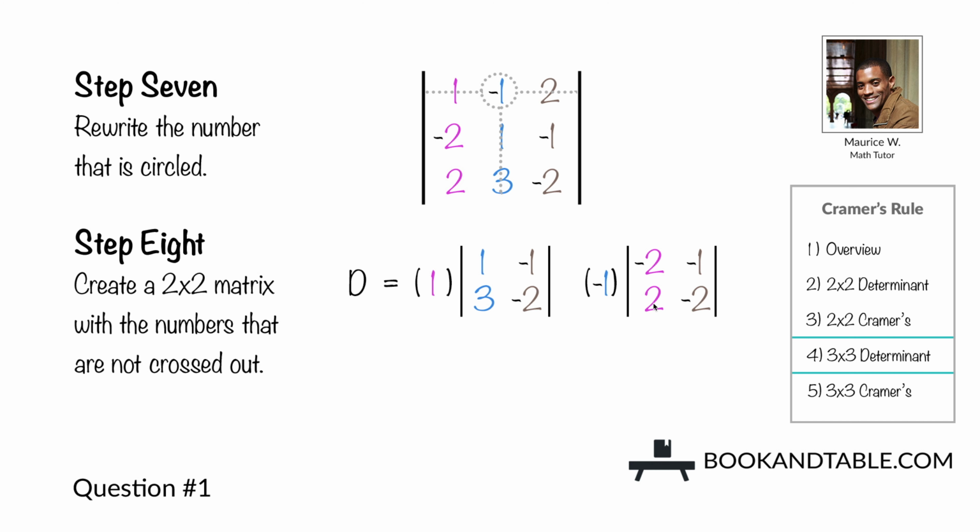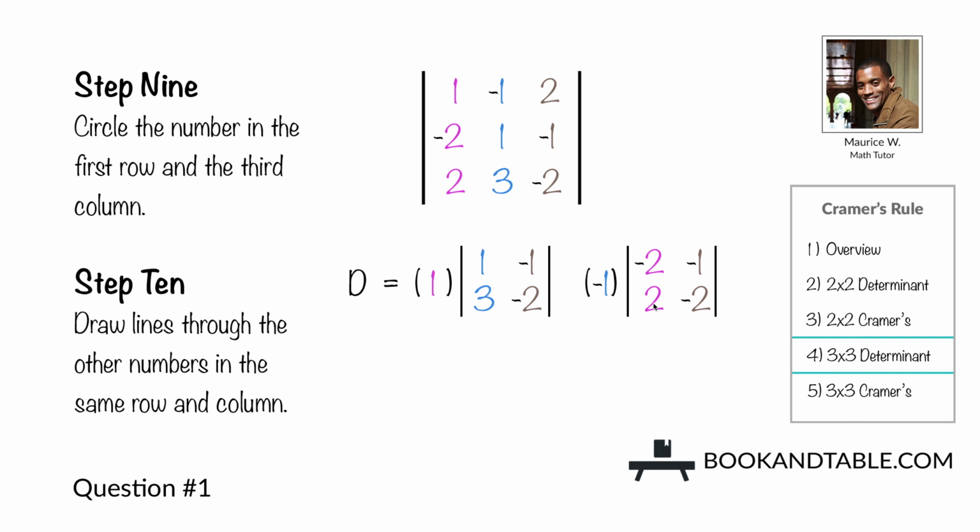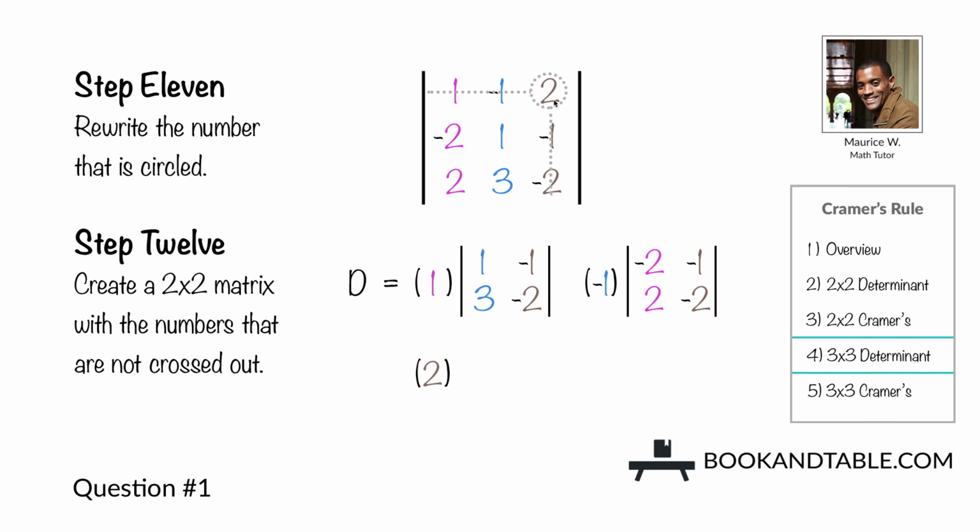And now we want to create a third 2 by 2. So step 9, circle the number in the first row in the third column. That would be +2. Step 10, draw lines through the other numbers in the same row and column. So we draw a line through these 2 numbers and draw a line through these 2 numbers, creating a new 2 by 2 with these 4 numbers here. Step 11, rewrite the number that is circled. That would be +2. In step 12, create a 2 by 2 matrix with the numbers that are not crossed out, which would be these 4 numbers here.